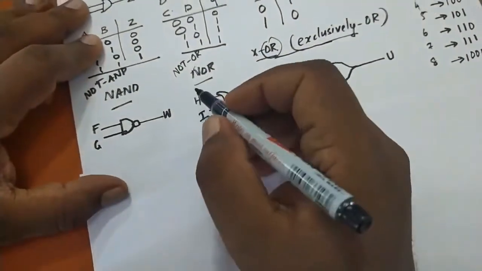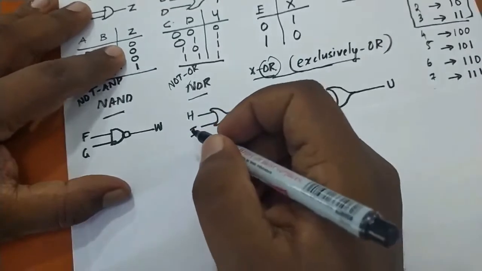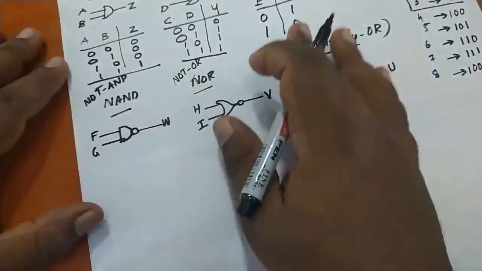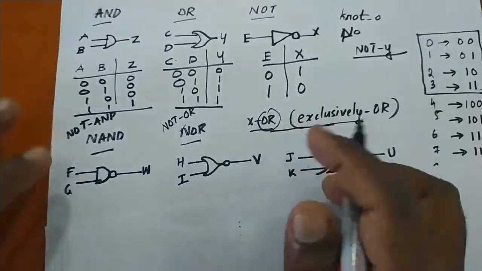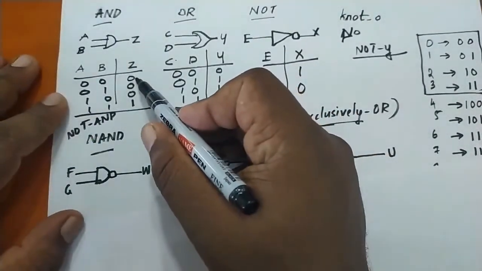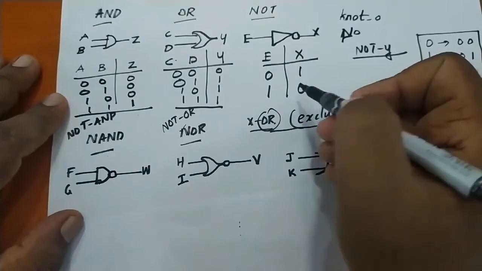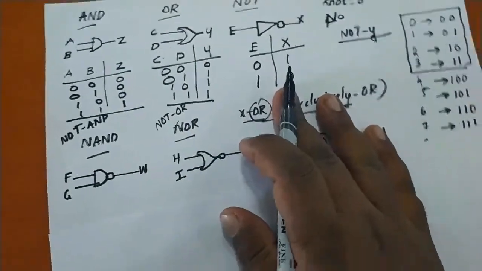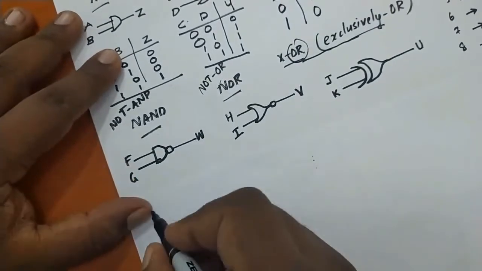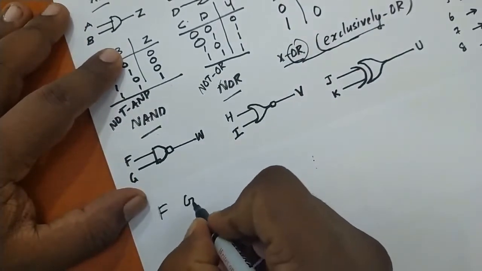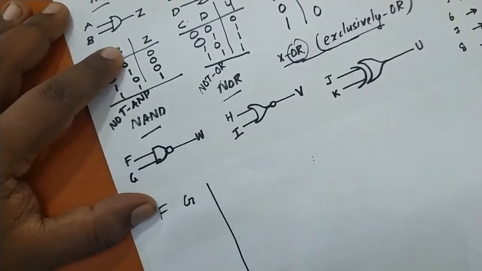So NAND, as I told you, is NOT AND. So we'll just look at these two truth tables. We have AND and NOT. I'm just going to draw it. F and G. I'm not going to draw the W yet.